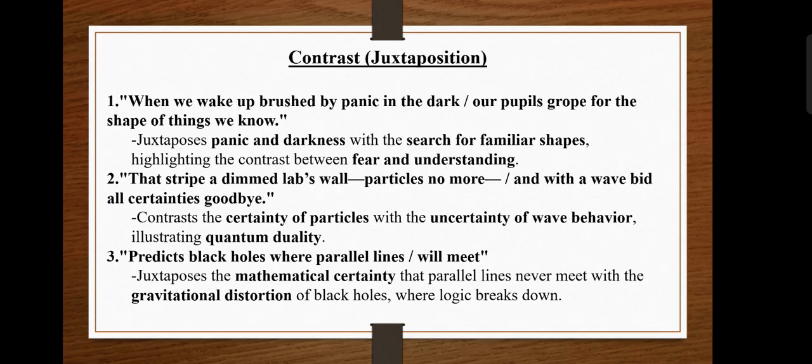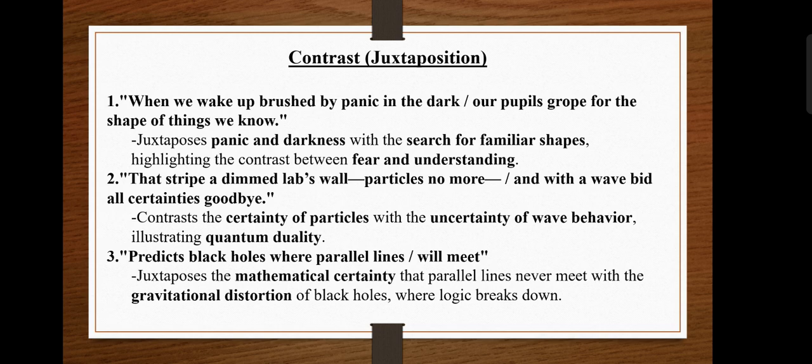Contrast means opposition. Then there is a line, the stripe dimmed the lab's wall, particles no more, and with the waves bid all certainties goodbye. So it contrasts the certainty of particles and the uncertainty of waves. Actually, I told you there is a dual nature of light: one is particle and one is wave nature, and both are different. Particle nature can be more certain and wave nature can lead to uncertainty. So that's what they are referring to here.